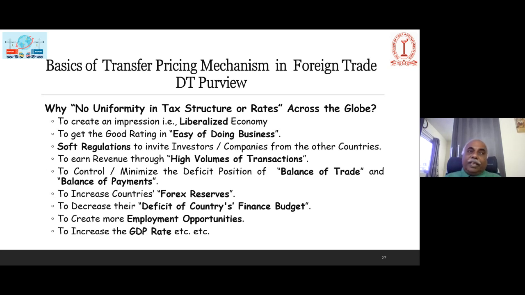The second one is to get a good rating for ease of doing business. Today, India's ease of doing business rank is 63. And the number one country in the world for ease of doing business is Singapore. So some countries charge lower tax because they want to get that ease of doing business rank, with soft regulations to invite investors or companies from other countries.